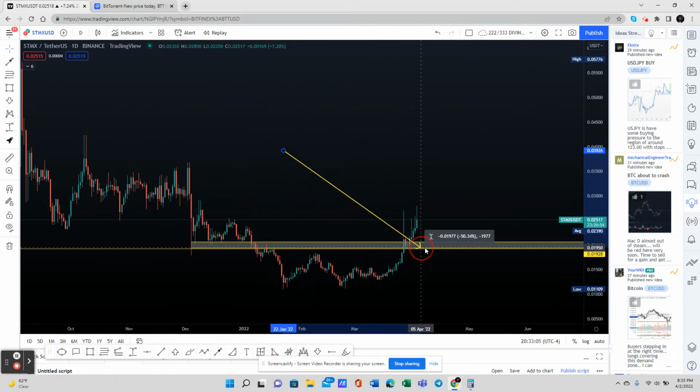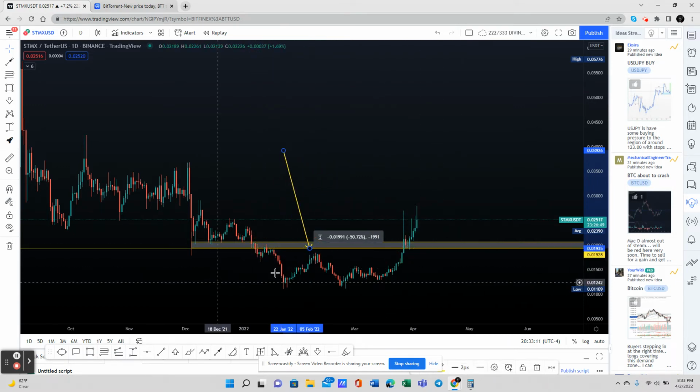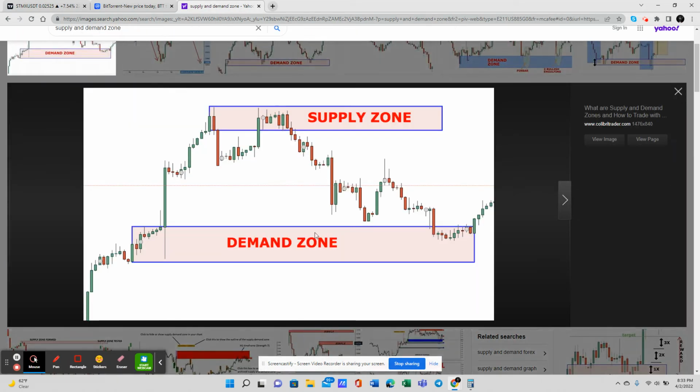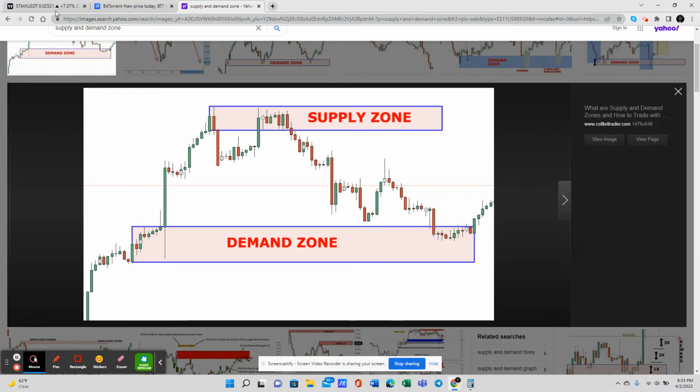This supply zone. All right, supply and demand zone. So I'm gonna show you what supply and demand zones look like. You see right here. Just remember, supply zone above, demand zone below. And so when we look back at this chart, remember, supply above, demand below.